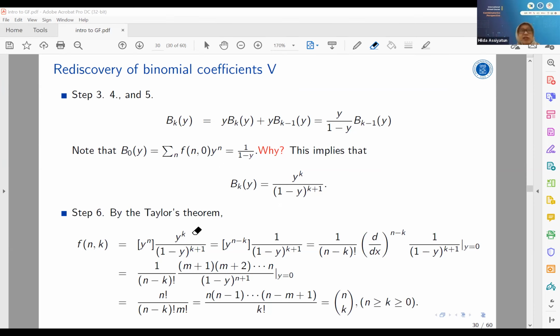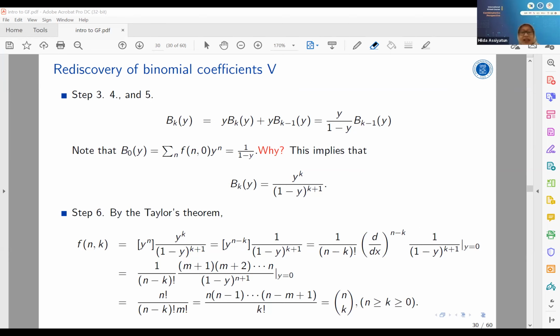And then we use the earlier definition. Coefficient of y to the n of this equals coefficient of y to the n minus k of this. And then to get the coefficient of y to the n minus k, we will use the Taylor theorem, taking the n minus k derivative of this, and evaluate it at y equals 0. I think this is not difficult to see. It's quite easy.